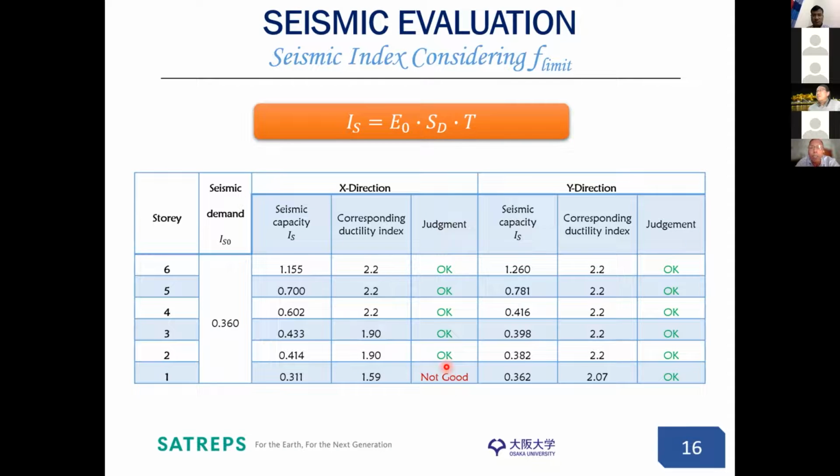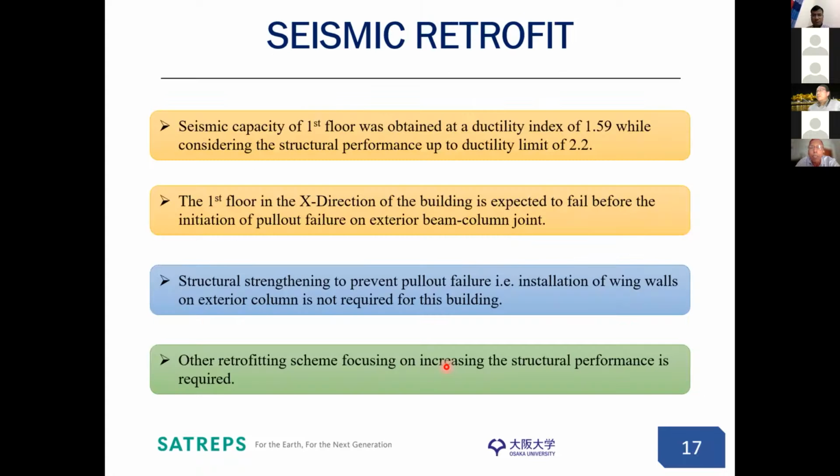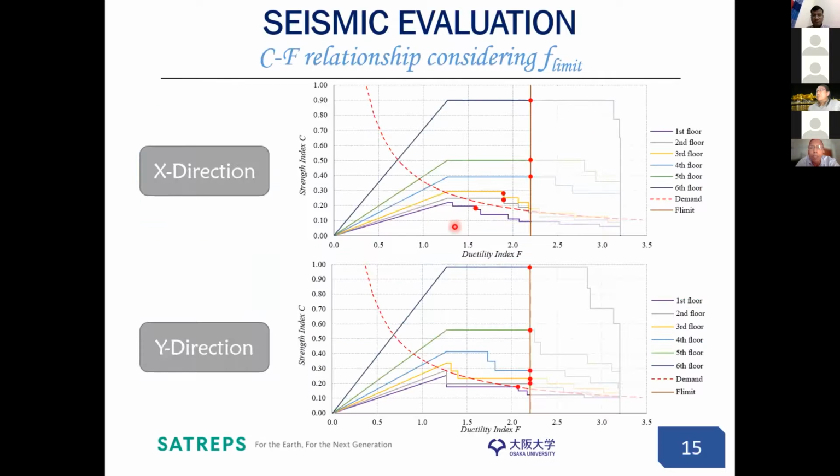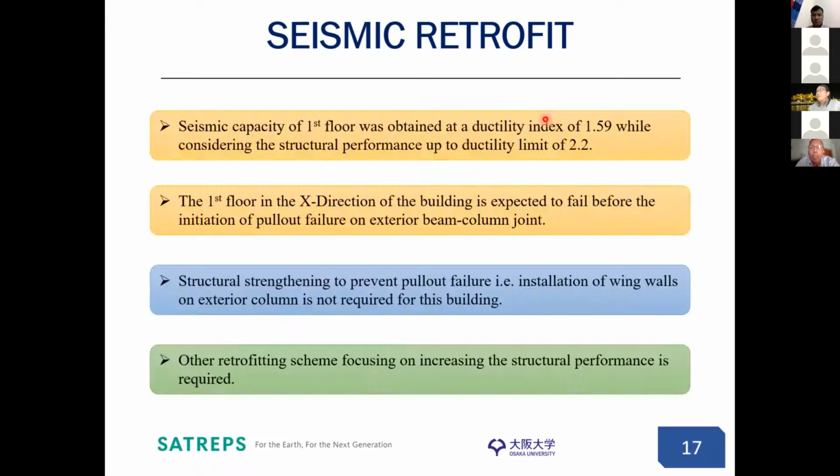So we need to do some retrofitting or some strengthening to this particular floor to declare or mark this building as safe. So what kind of retrofit should we do? The seismic capacity of the first floor was obtained at a ductility of 1.59, which is considering the structural performance penalty of 2.2. That means this building is expected to fail in some other mode at a deformation limit of 1.59.